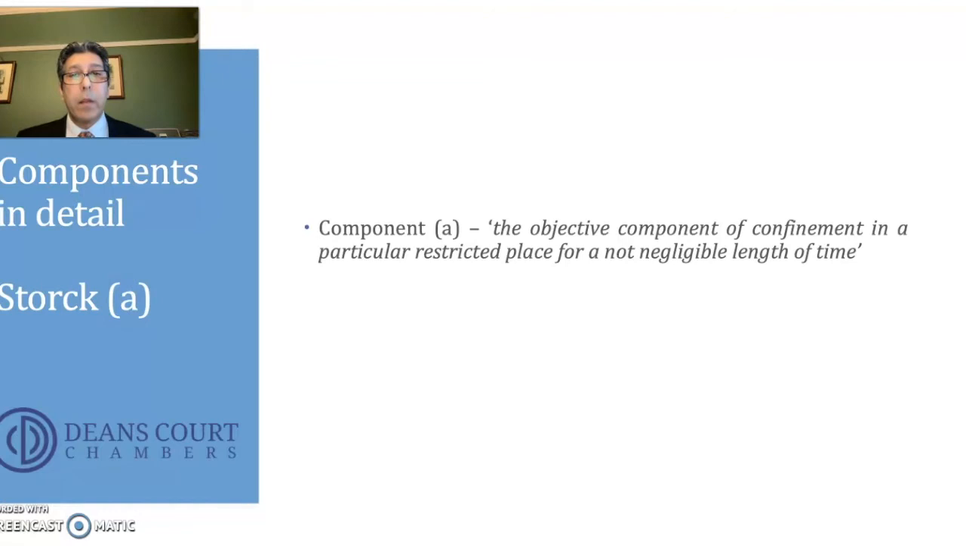Component A, the objective component of confinement in a particular restricted place for a not negligible length of time. In relation to a child who is subject to a care order, the question whether there is a deprivation of liberty within the meaning of Article 5, engaging the state's obligations, will turn on whether there is confinement. In most of the cases that you undertake, this will be the crux of the case.